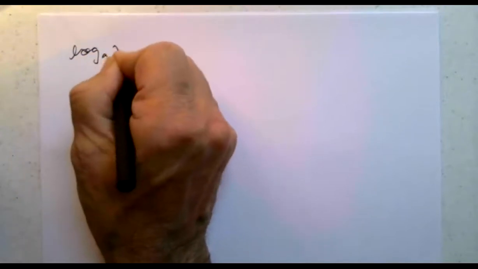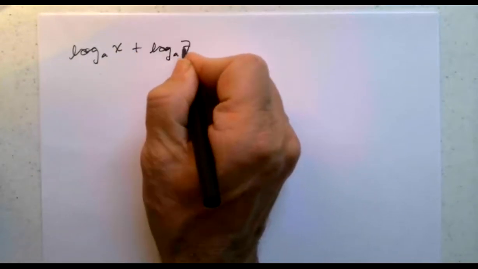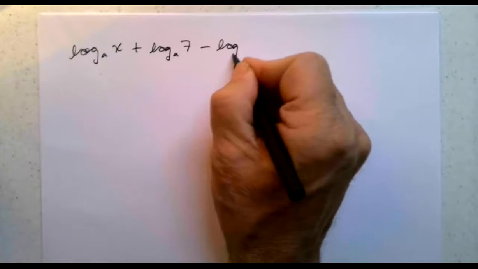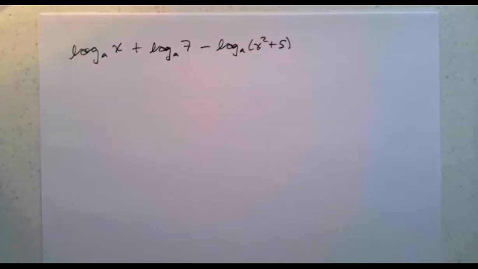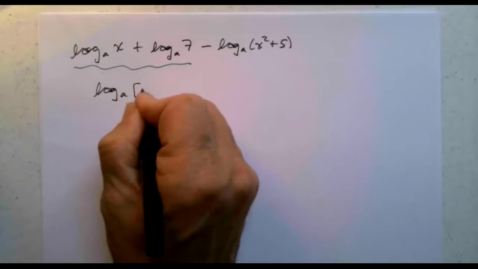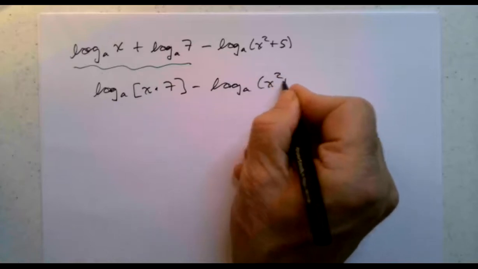Next up, we have log base a of x plus log base a of 7 minus log base a of x squared plus 5. So we'll start with the first pieces. The sum of the logs is the log of the product. So log A of x plus log A of 7 would be log A of x times 7. Log base A of x times 7 minus log base A of x squared plus 5.